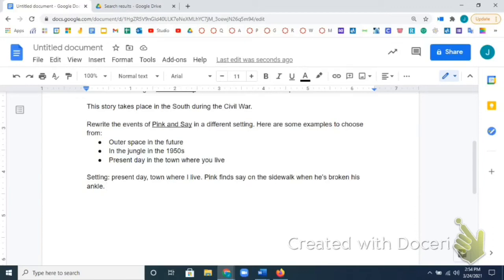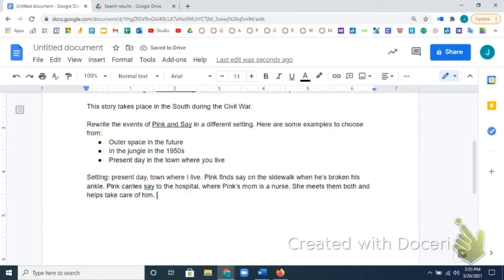Now I need to think about what Say would do next. Same character, right? He's still kind. Pink still cares about him. So I'm going to think about that. Pink carries Say to the hospital, where Pink's mom meets them both and helps take care of him. Let's say Pink's mom is a nurse. She meets them both.